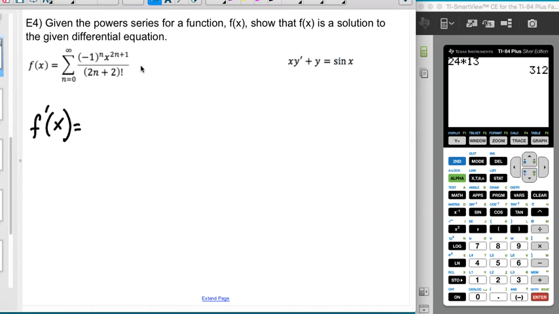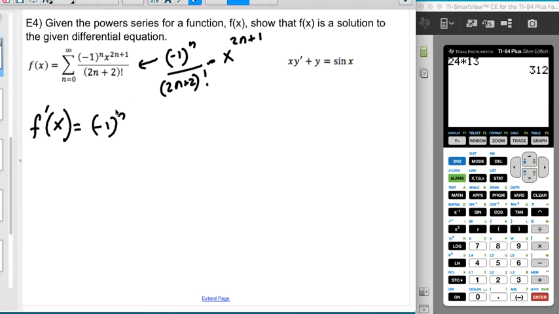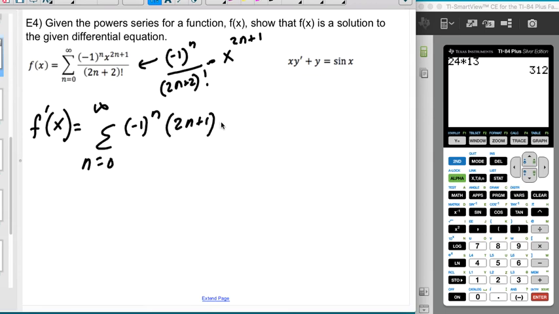The easiest way to do that, and remember when you're looking at this, that you can write this as just the coefficient, 2n plus 2 factorial. You can write that as the coefficient of your x term, right? So that's fine. So f prime would be the same negative 1 to the n. Oh, I forgot my summation. Hang on. F prime would be the summation from n is 0 to infinity of this same negative 1 to the n, right? But I drop the power down in front and then reduce the power by 1, right? And down here I have a 2n plus 2 factorial. Okay, so that's what this is going to look like.